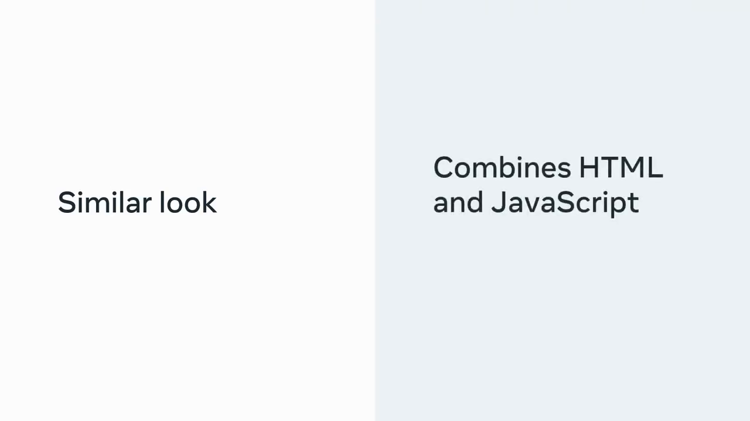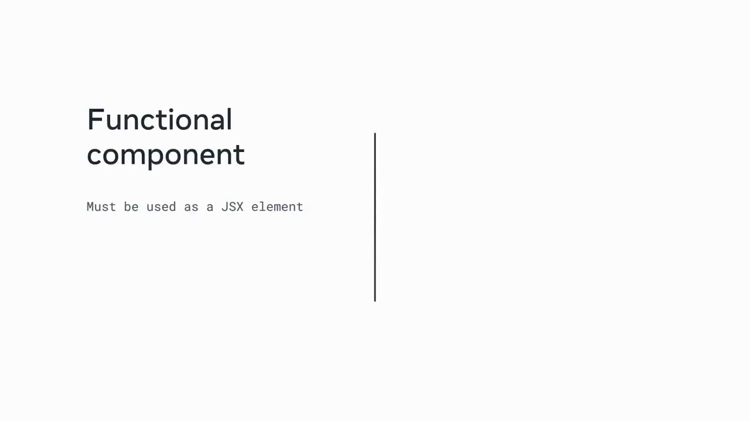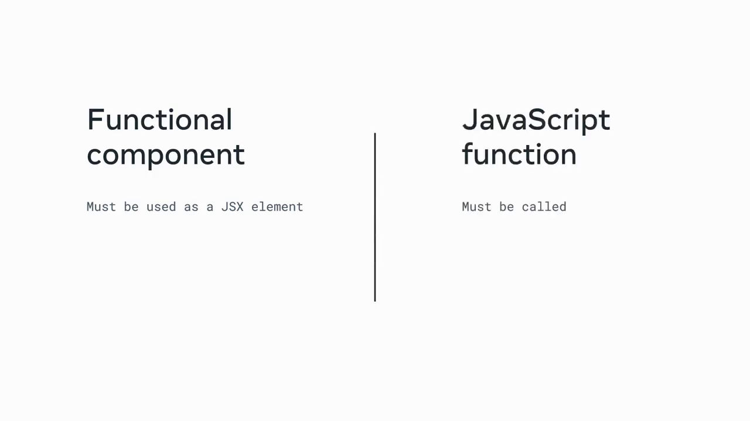JSX syntax looks very similar to HTML, and one of its advantages is that it allows you to write JavaScript code inside what looks like HTML elements. In fact, you can think of JSX as a combination of custom HTML and JavaScript. This allows you to make your website dynamic. You'll learn more about the differences between HTML and JSX later. For now, just know that you can place this syntax inside the return statement of a functional component. It's also important to know that a React component won't render until it's used as a JSX element, just like a JavaScript function declaration won't run until it's called or invoked. Okay, so now you know what JSX is.